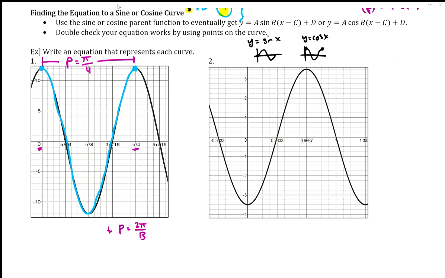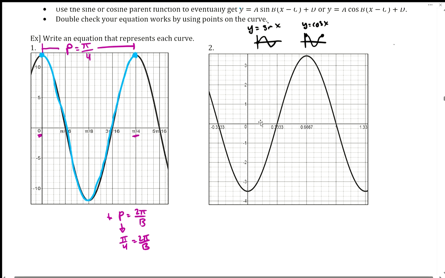So we need that b in this problem. Okay, so we have the period. It is pi over 4.